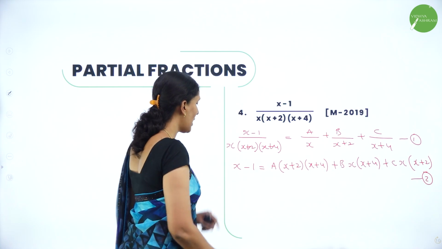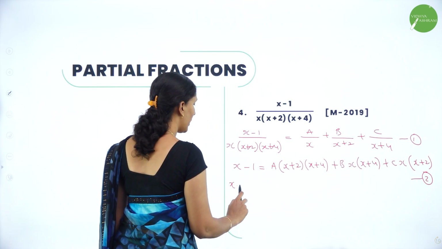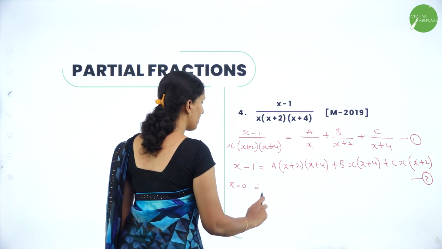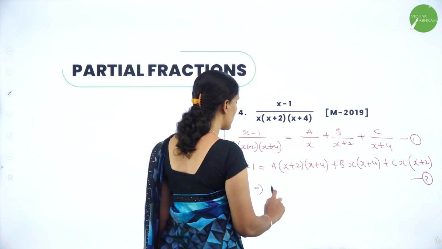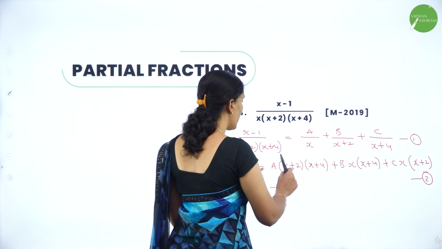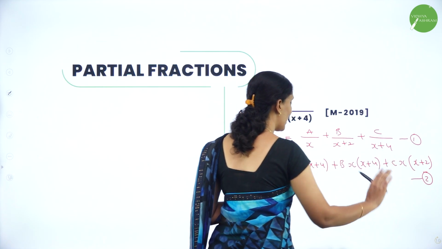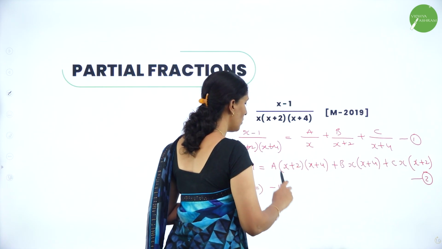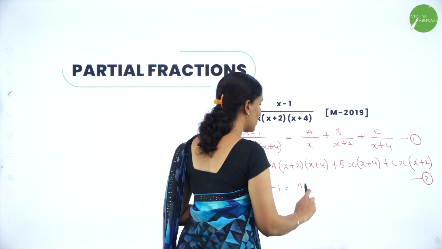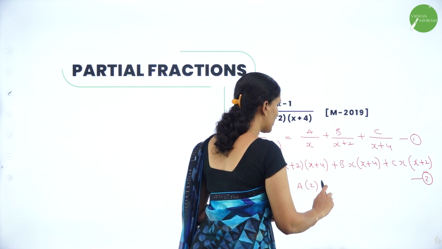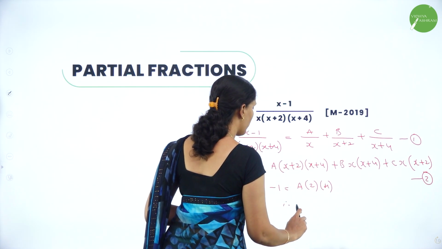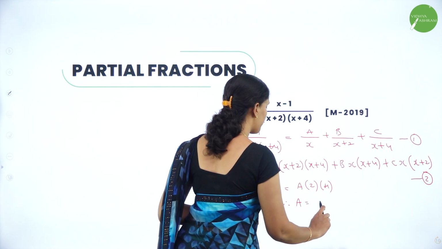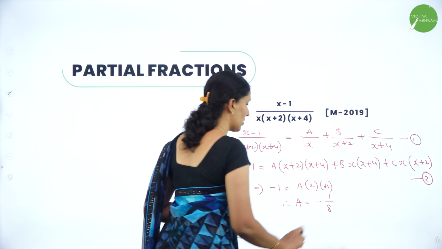So initially we can take x is equal to 0. Put x is equal to 0. Then this implies 0 minus 1 is minus 1. Wherever you have x, the whole term becomes 0, so B and C become 0. So we can take this as 0 plus 2 as 2, 0 plus 4 as 4. So therefore we get a is equal to minus 1 by 8.